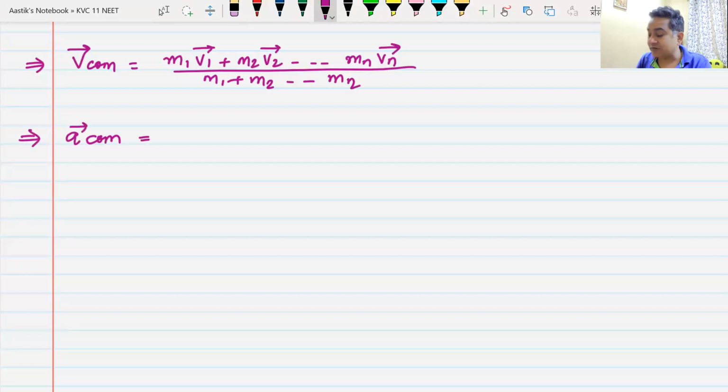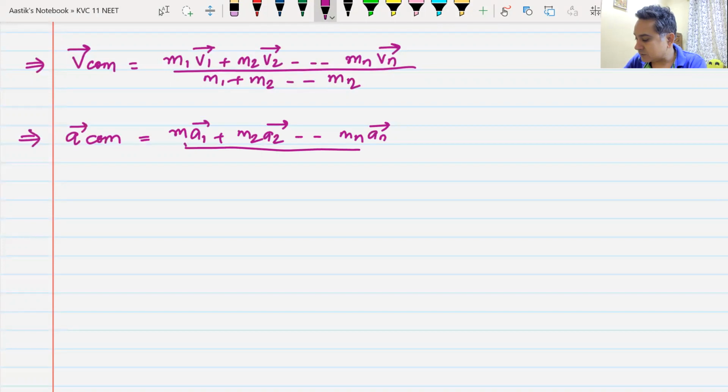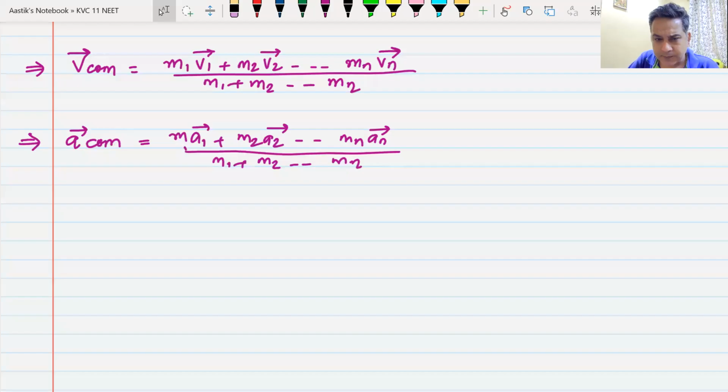On similar notes, if you have to find out the acceleration of center of mass, can anyone tell me how will I find the acceleration of center of mass? The acceleration of center of mass will be m1 a1 vector plus m2 a2 vector up to mn an vector divided by m1 plus m2 up till mn. Everything comes on its own. I'll give you 2 minutes to note this down. Note it down and let me know. Then let's move ahead and try a question.